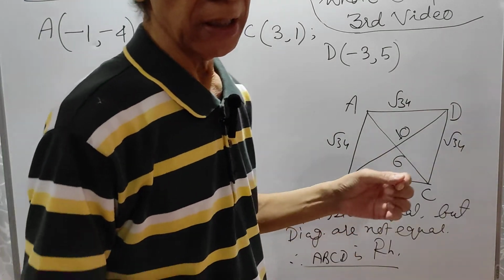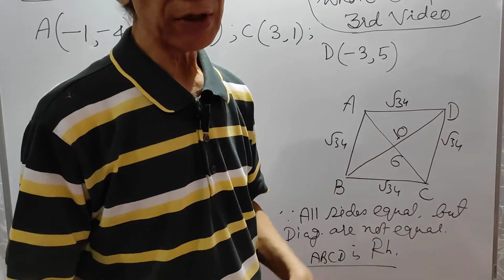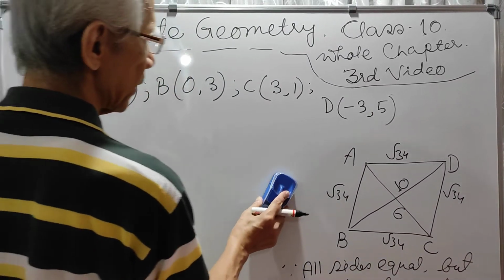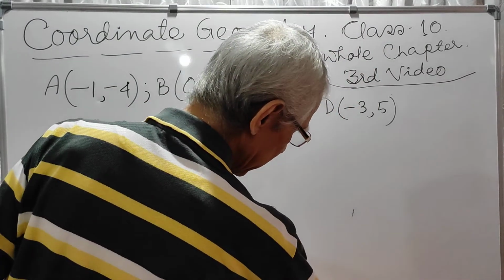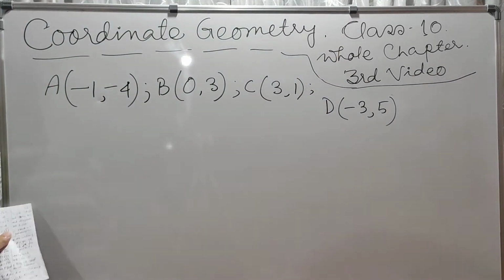And the question is, check, verify whether these 4 points are vertices of a quadrilateral, whether they form a quadrilateral. That is the question. All right. So 4 points are given. You have to check whether they are vertices of a quadrilateral. That means whether they form a quadrilateral.